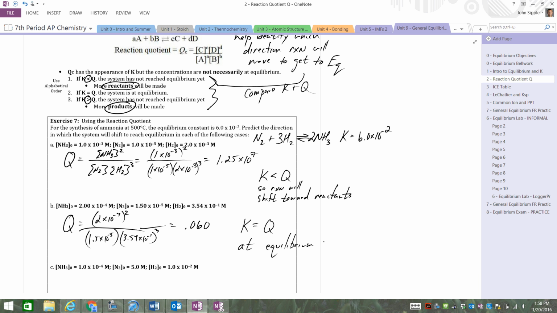So same thing with the last one. You just have to calculate Q and compare to K. That's it.